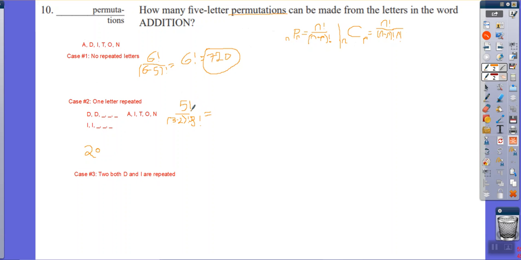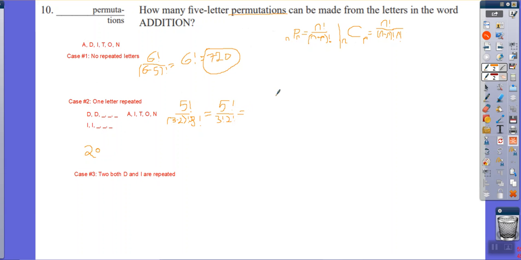All right, and again, I'm choosing which letters to use. I'm not worried about order yet. I'm just choosing which letters I'm using. And so from that case, I'm going to get 5 factorial over 3 factorial times 2 factorial, because 5 minus 3 is 2.